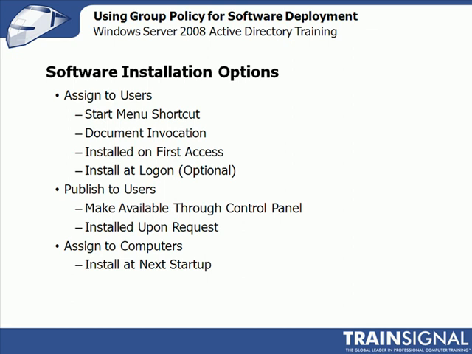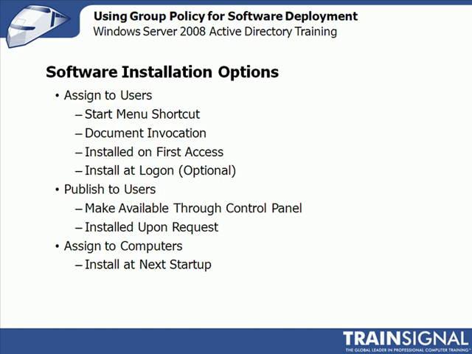Now, another option with users is to publish the software to users. This means that you make the software available through the control panel. I will show you when we go into the operating system that the user can go into the Programs Control Panel and choose to add new programs, and you will see that there is then a list of software that's been made available through the group policy object, and they can then install the software that way.